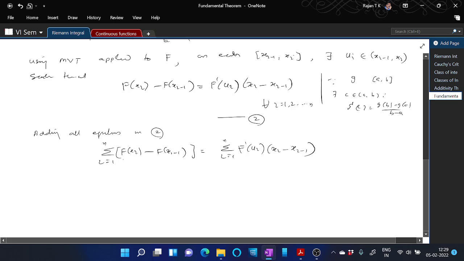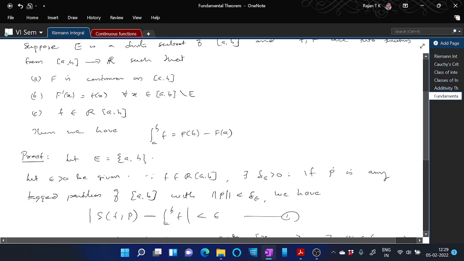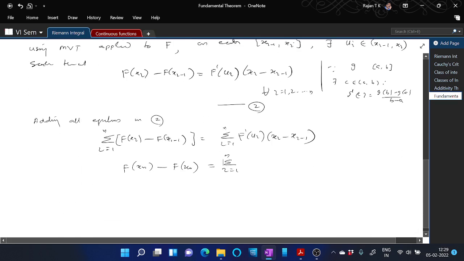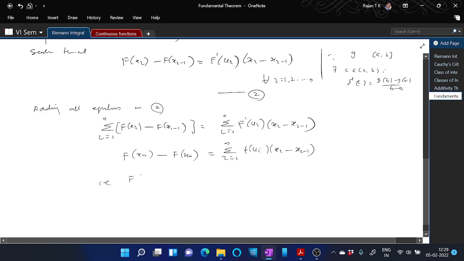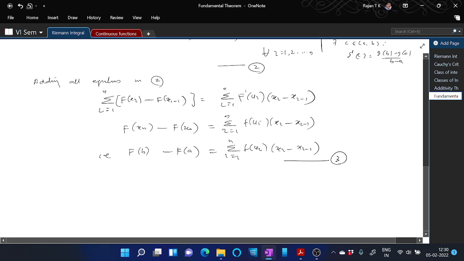Now the left side, since it is a telescopic sum, is reduced to F(x_n) minus F(x_0), which is equal to the sigma. Now by hypothesis B, we have capital F'(x) equal to small f(x) for all x in the interval AB except at E. So here u_i are in AB, and F'(u_i) you can write as small f(u_i). Thus F(x_n) is F(b) minus F(a), equal to sigma i equal to 1 to n of f(u_i) into (x_i minus x_{i-1}). Take this as 3.